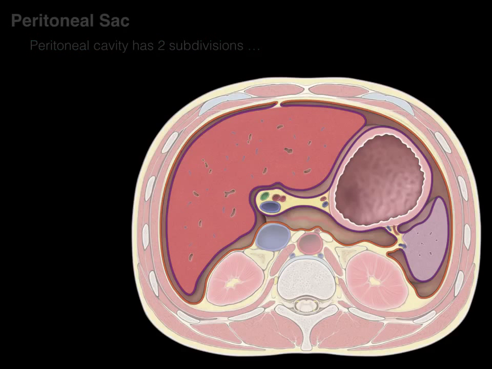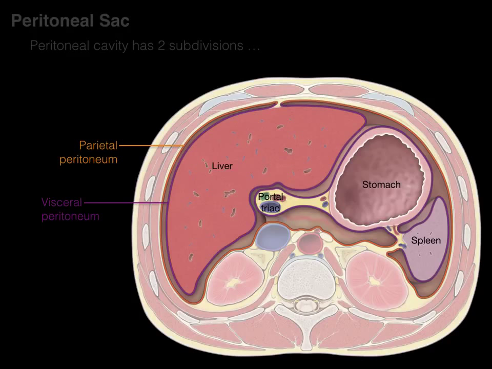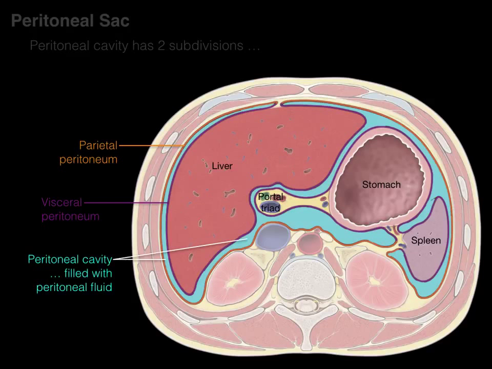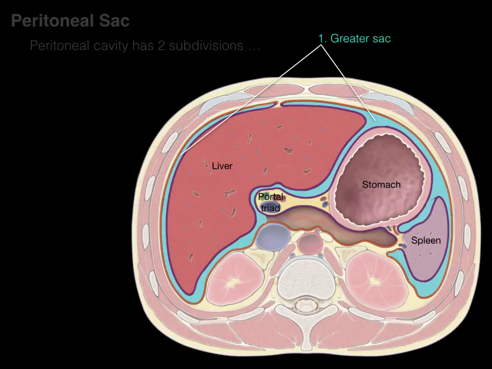So here we have another cross section through the liver, and then there's the stomach, and there's the spleen, and there's our portal triad at the free margin of the lesser omentum. So in orange, surrounding the wall, is the parietal peritoneum, and in purple is the visceral peritoneum. And then in blue, we've got this peritoneal cavity that's filled with peritoneal fluid. Now, the peritoneal cavity has 2 subdivisions.